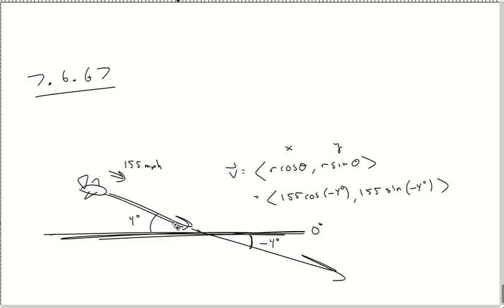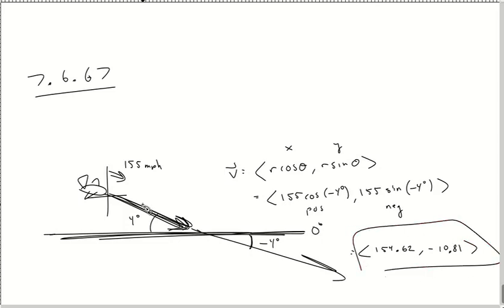Why is that? Because this is the vector right here. Again, if this is the origin right there, isn't that going to be in quadrant 4? Shouldn't I get a positive x and a negative y? And watch, when I put that into the calculator, I got 154.62 and then a negative 10.81. Positive, negative, quadrant 4. Okay. Yes. Good. 2 problems left.